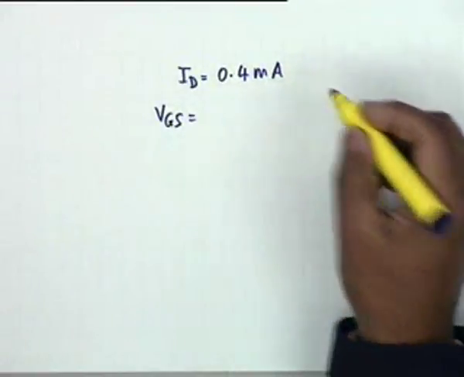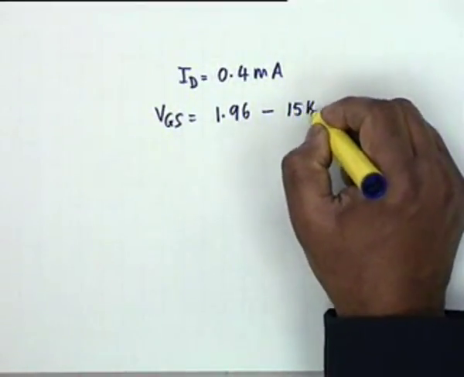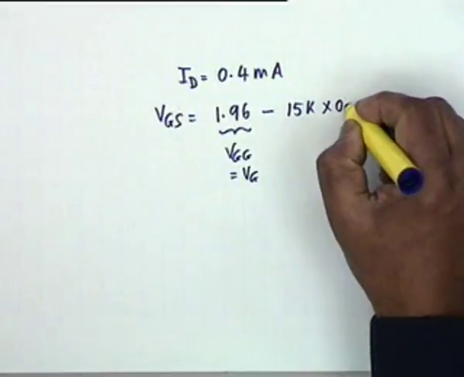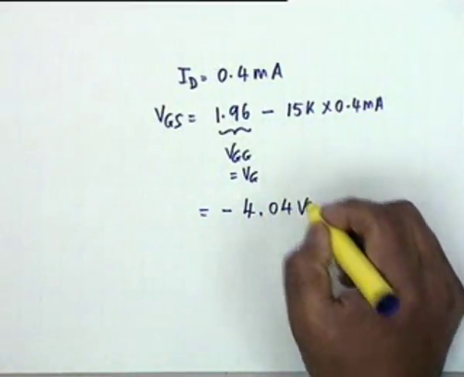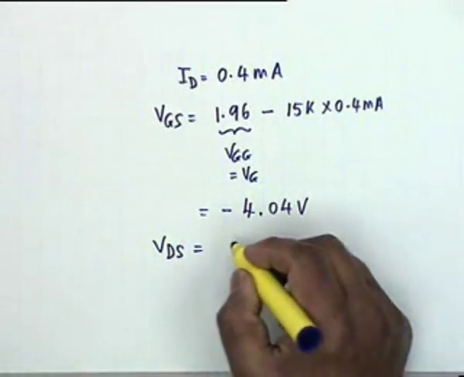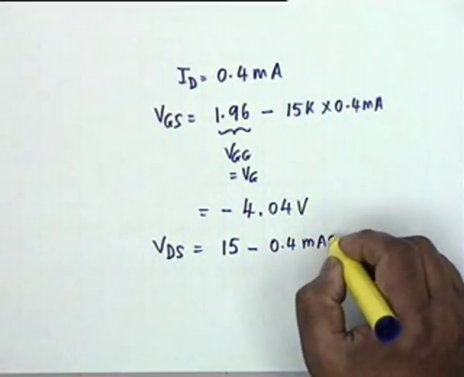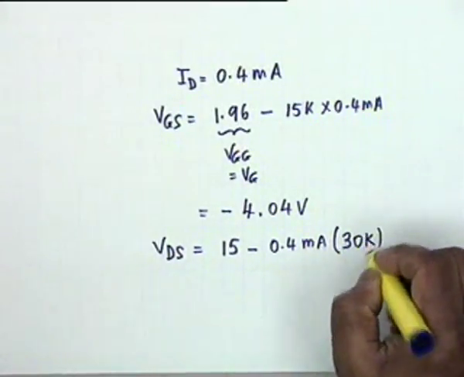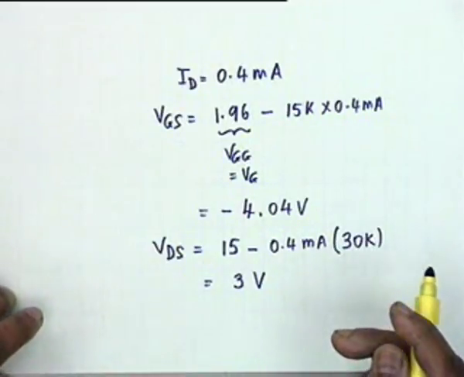Therefore, if ID is 0.4 milliampere, you get VGS as 1.96 minus 15K, this is VGG incidentally, which is also equal to VG, 15K multiplied by 0.4 milliampere, this is 6 volt, and therefore VGS is minus 4.04 volt. And under this condition, VDS is VDD, that is 15 minus 0.4 milliampere multiplied by RD plus R sigma, that means 30K, 15 plus 15, and this comes out as 3 volt. 3 volt and 0.4 milliampere is the Q point.